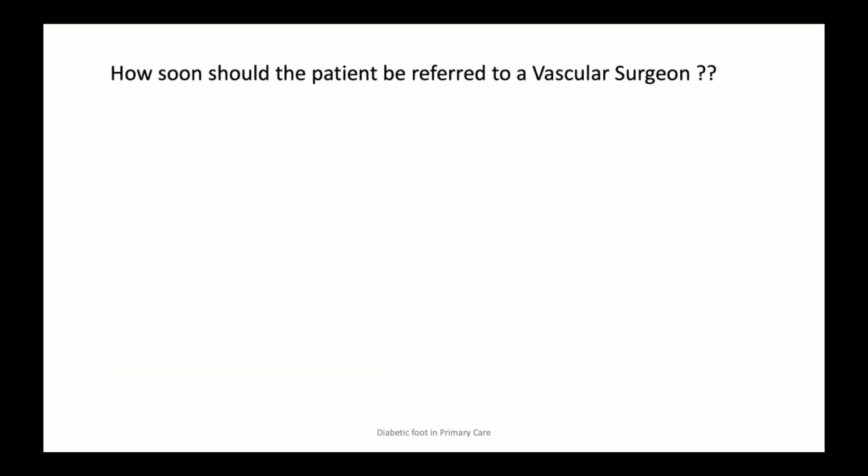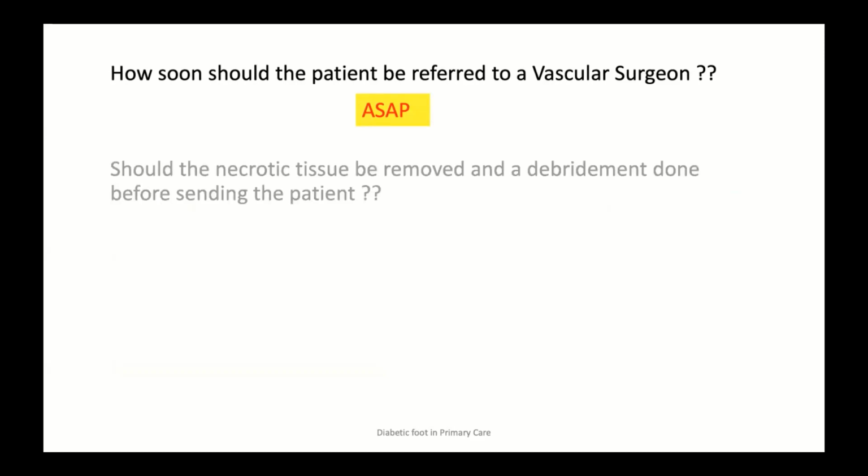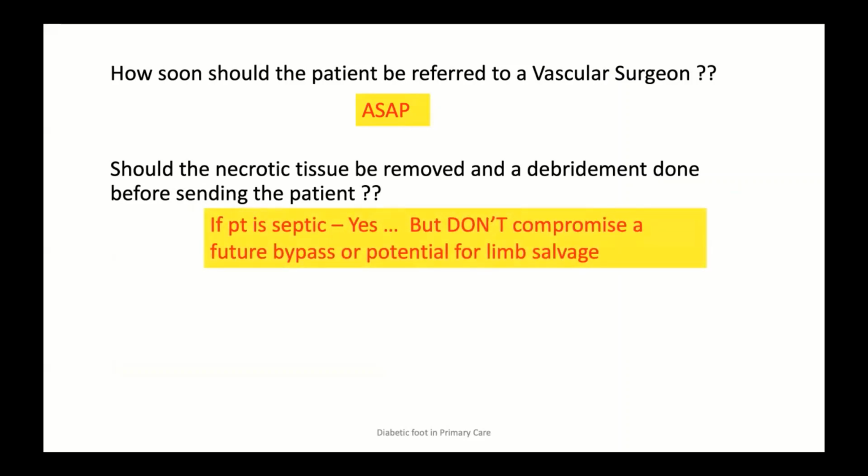Common question: how soon should the patient be referred to a vascular surgeon? And the answer to that is as soon as possible. With every single day that the patient is kept in the primary care level, there's increasing tissue death, tissue loss. A lot of questions are asked: when there is necrotic tissue, should we debride and send the patient? A simple answer: if the patient is septic, yes. But what we don't want is patients to undergo multiple debridements and then send the patient once they diagnose a blood supply issue, because at that point the patient might not even have the potential to save the foot.